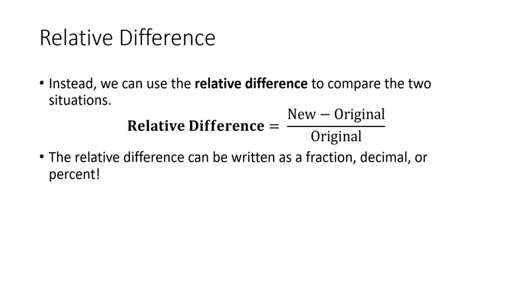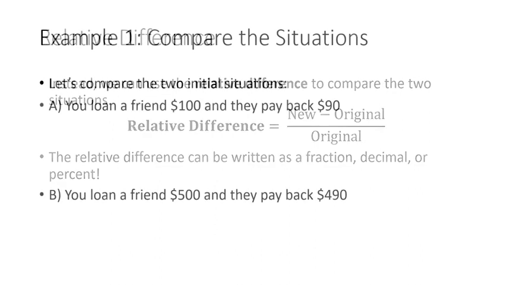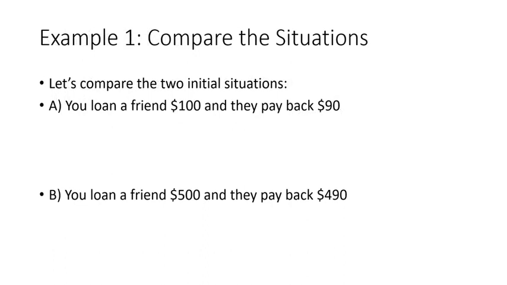The relative difference can be written as a fraction, a decimal, or a percent. And it's very similar to the percent difference equation we had a few sections ago. So let's say you loan a friend $100 and they pay you back $90. Well, $100 is the original amount and $90 is the new amount. To calculate the relative difference, we're going to use the $90 minus 100 divided by 100, divided by the original amount. This is negative 10 over 100, which is negative 0.1, or negative 10%. So you're missing 10% of the money that they owe you.